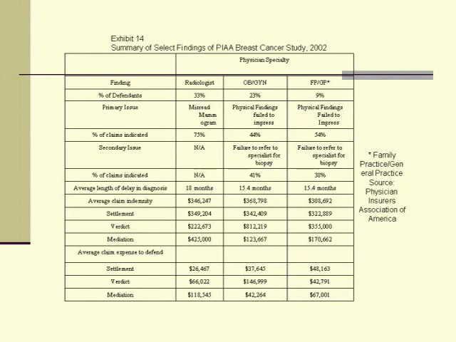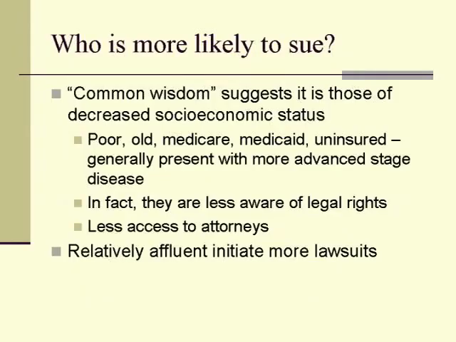And here we have the numbers: the average claim indemnity against the radiologist was approximately $350,000. To settle a case versus a verdict versus mediation, you can see that mediation is actually overall the most expensive way to settle an alleged malpractice. Who is likely to sue?